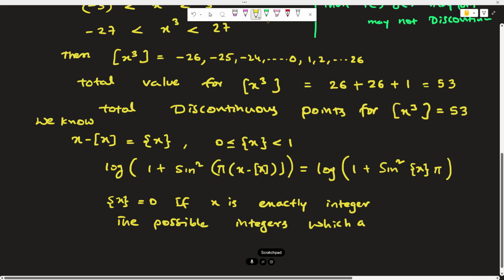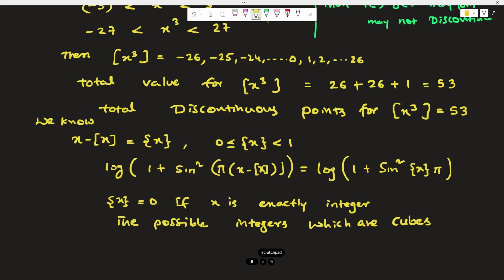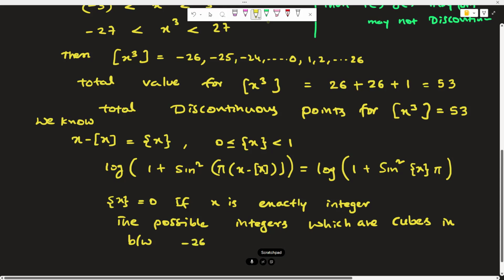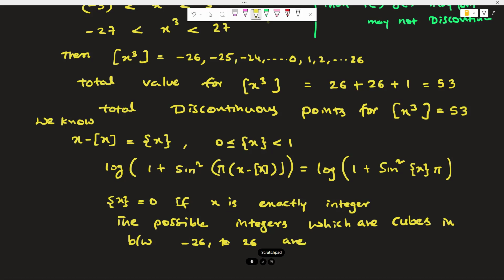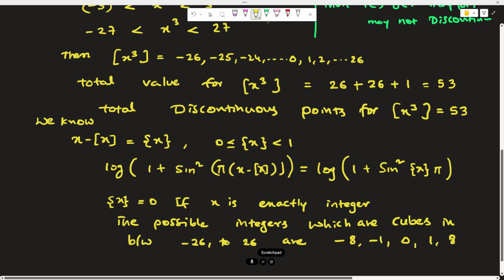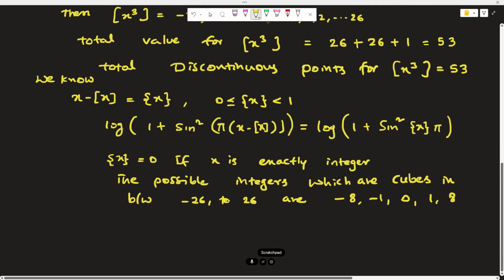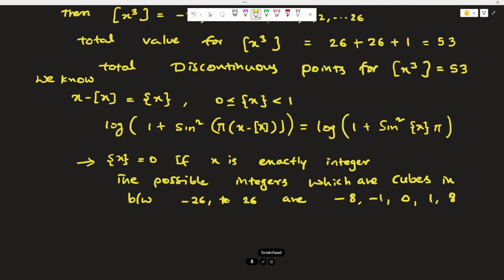which are cubes in between minus 26 to plus 26 are minus 8, minus 1, 0, 1 and 8. So total 5 values. So if floor x was exactly an integer, we know that the value will be 0. Okay, so we should avoid these values out of these 53.